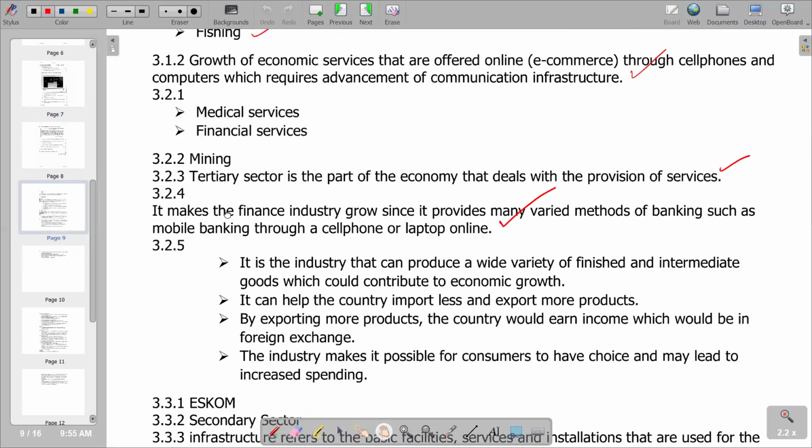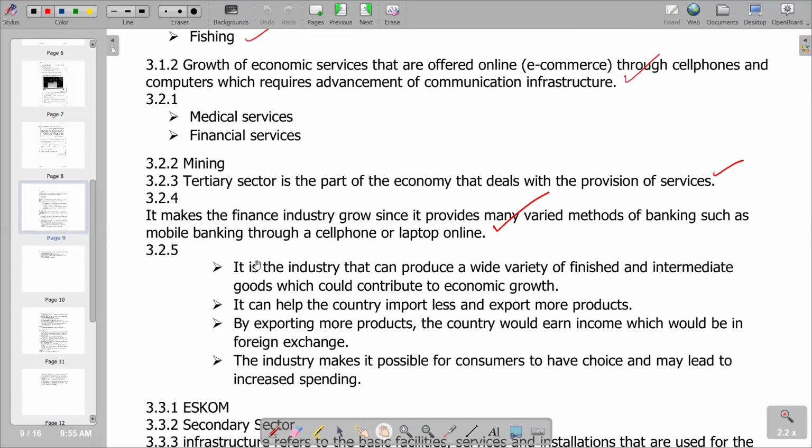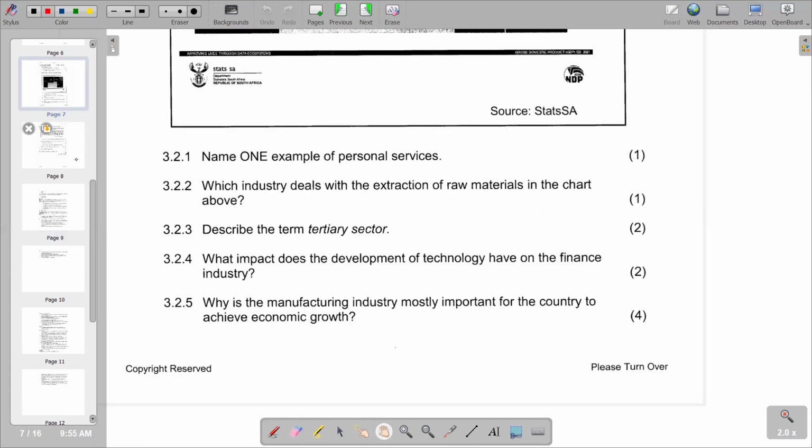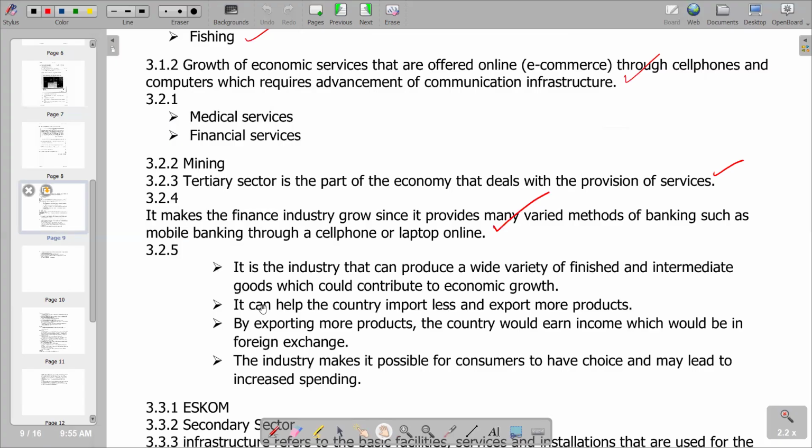So we have now 3.2.5, explaining why we have the manufacturing industry being important to achieve economic growth. So we are saying it is the industry that can produce a wide variety of finished and intermediate goods which could contribute to economic growth. So this is the first point that we have.